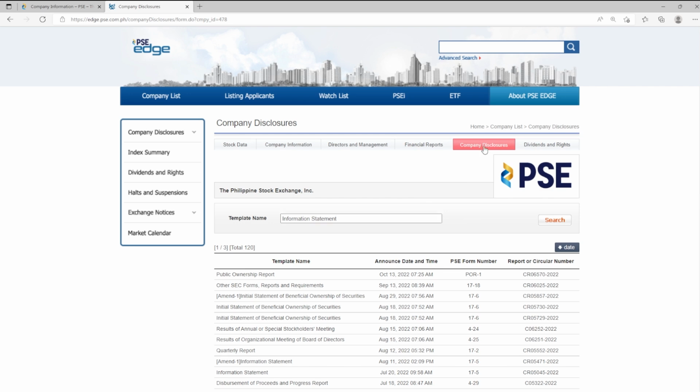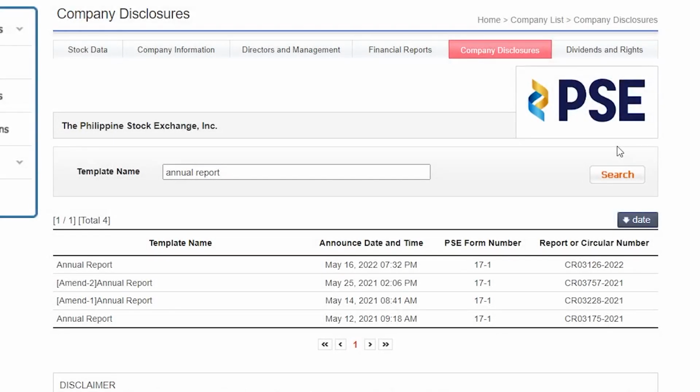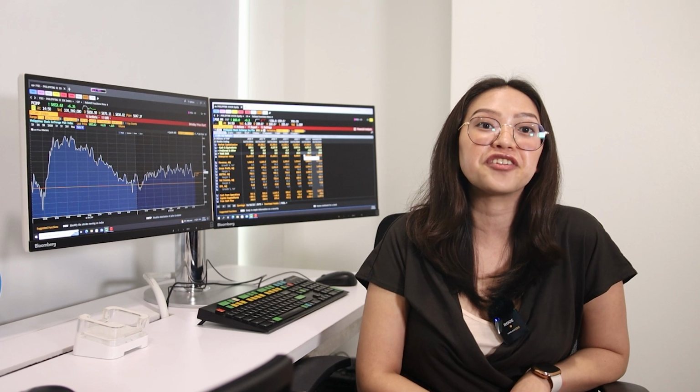The relevant disclosures for this competition would be the annual and quarterly reports. Type in Annual Report under the template name field. The Edge portal will display the list of the company's available annual reports. These financial information are relevant in computing the financial ratios for your company analysis. I have already introduced some of these earlier, but here are other financial ratios which can be helpful for your analysis.